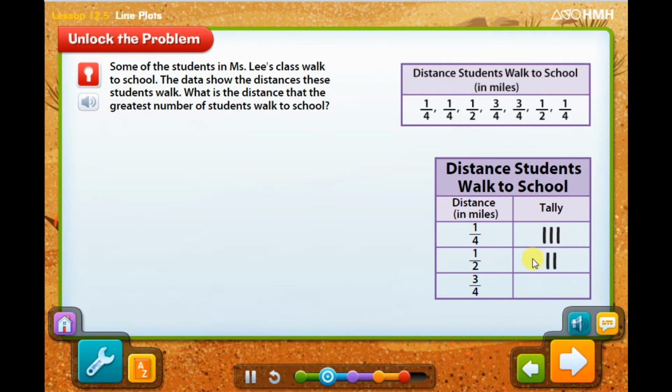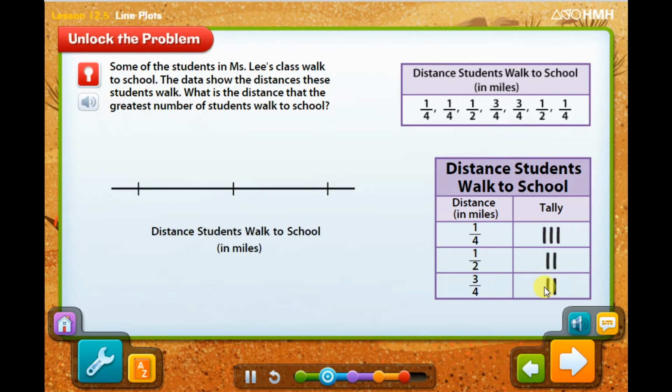How many students walk 3/4 of a mile to school? Repeated 2 times. That means I will put 2 tallies. 2 students walk 3/4 of a mile to school. Now that you know how many students walk each distance, you can begin to make a line plot. The fraction lengths should be ordered on a number line from the least value of the data to the greatest. So first we put 1/4, then 2/4, which is half, and 3/4.